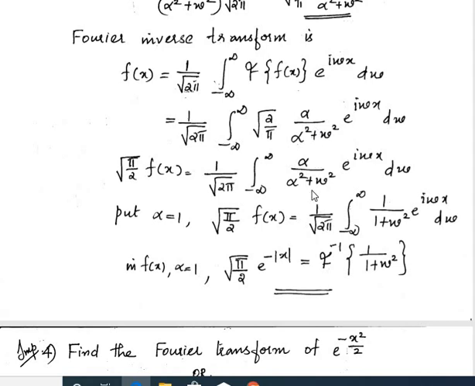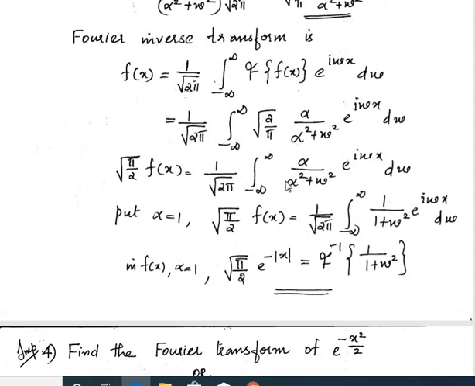It is alpha by alpha square plus omega square e raised to i omega x d omega. And we can take this root 2 pi to the left side. It becomes the inverse transform. There is a term we can take to the left side. It becomes root pi by 2 f of x, and this is 1 by root 2 pi integral minus infinity to plus infinity alpha by alpha square plus omega square e raised to i omega x d omega. And we see that this is the inverse transform formula for the function alpha by alpha square plus omega square.